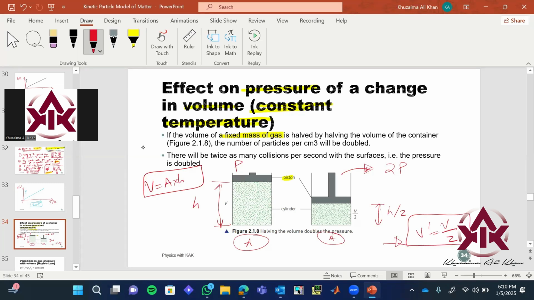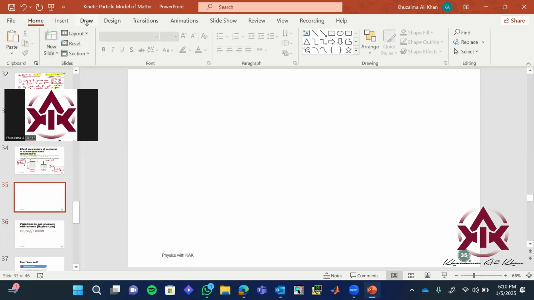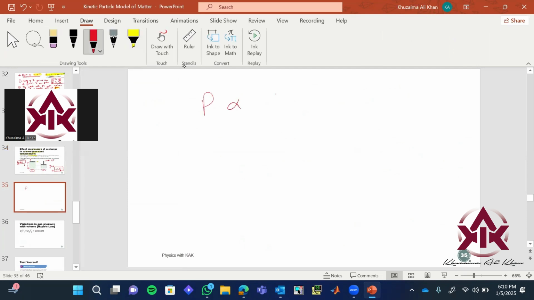So the relation is, you can find it over here, that the pressure is doubled and the volume has halved. So the relation between the pressure and the volume is as follows: pressure is inversely proportional to volume. I hope it makes sense to you guys also.